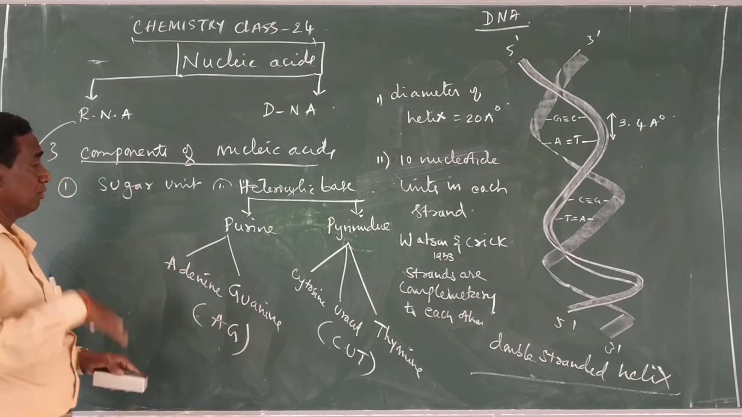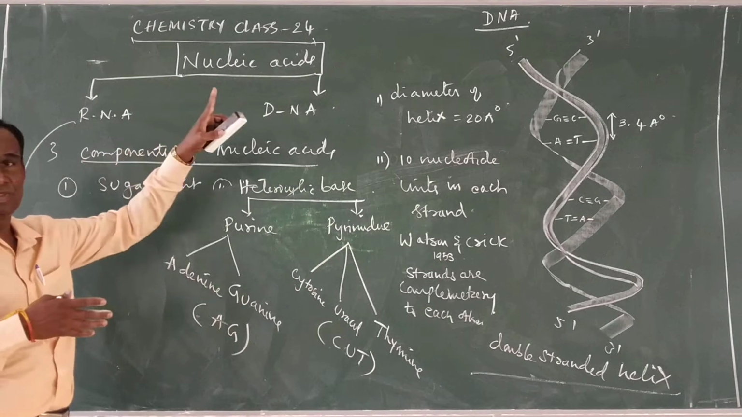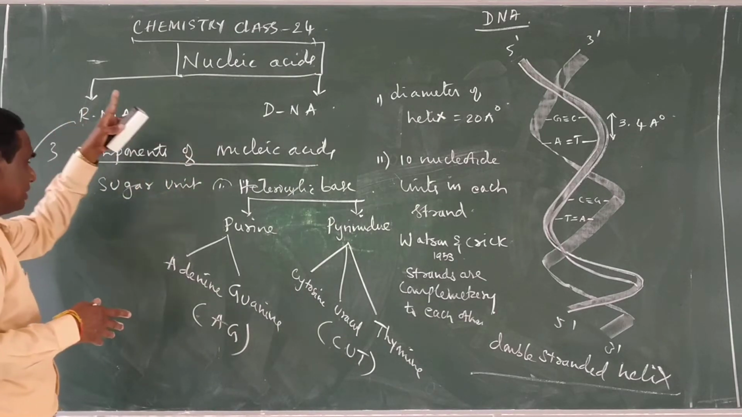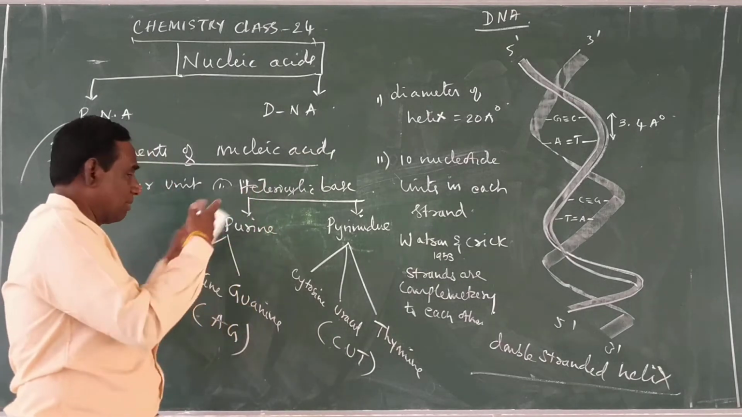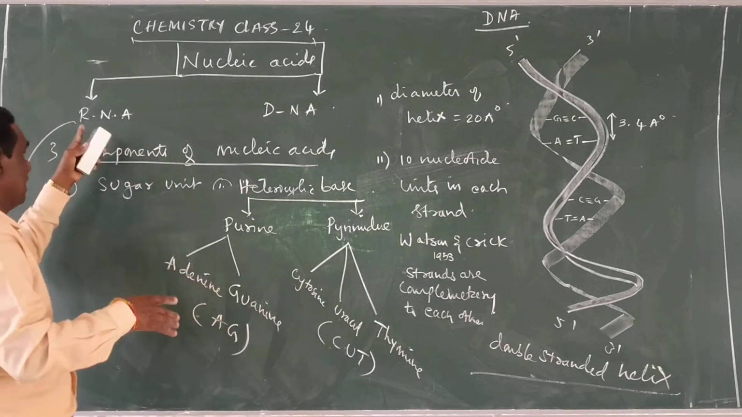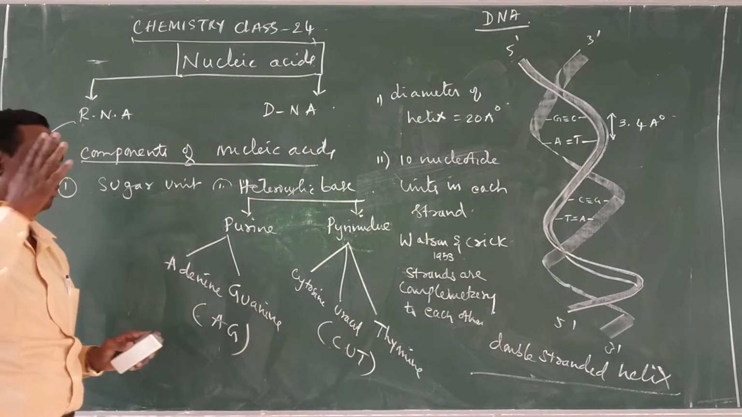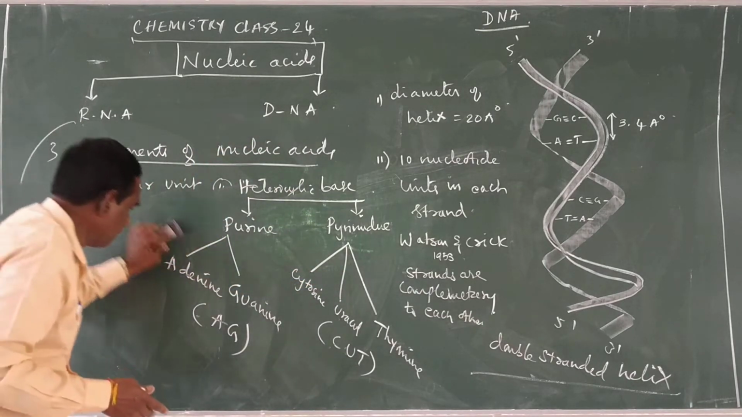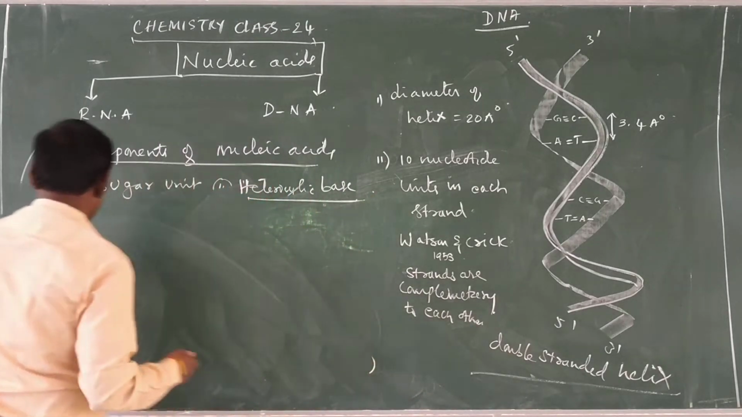Now, which bases of purine and pyrimidine bases are present in RNA and DNA? You see, RNA contains both purine and pyrimidine bases. DNA also contains both purine and pyrimidine bases. Which bases are present in RNA, and which bases are present in DNA? That is the question. So let me take the heterocyclic bases present in RNA.